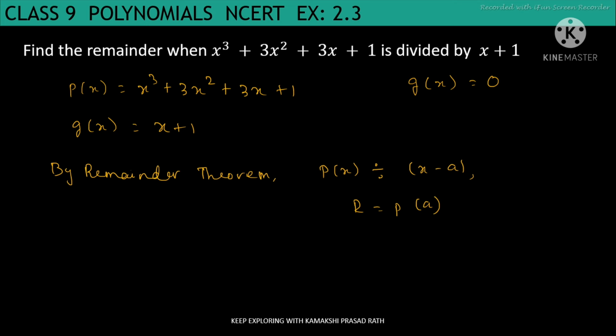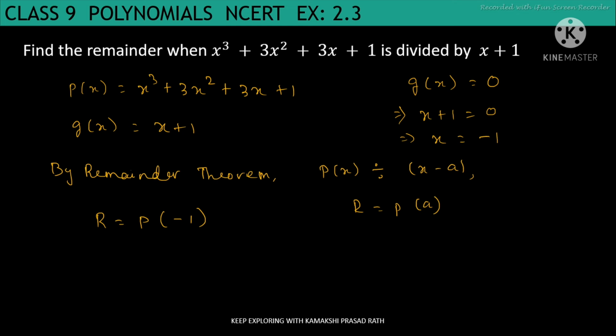So we'll find the 0 of this polynomial g of x. So g of x is nothing but x plus 1. So x plus 1 equals to 0. So x equals to minus 1. So in place of a we will use minus 1. So let's see. So the remainder becomes p of minus 1.